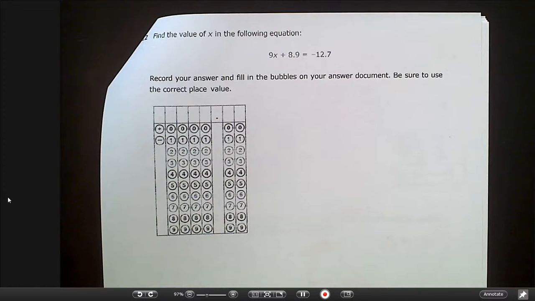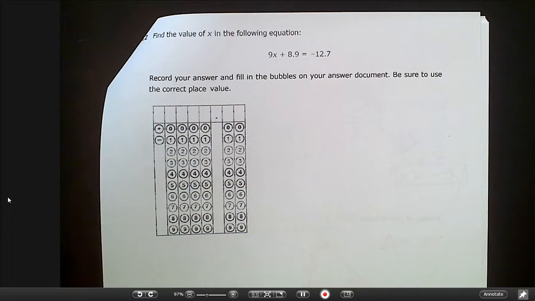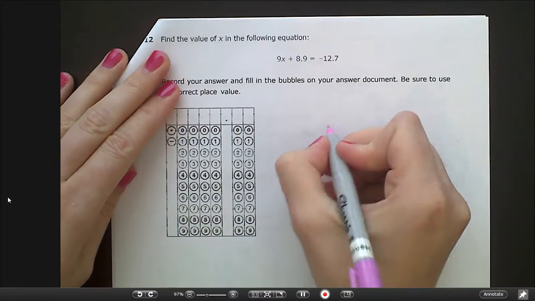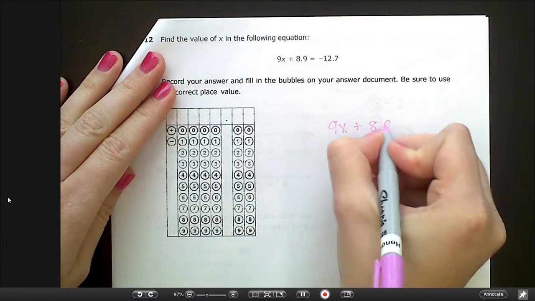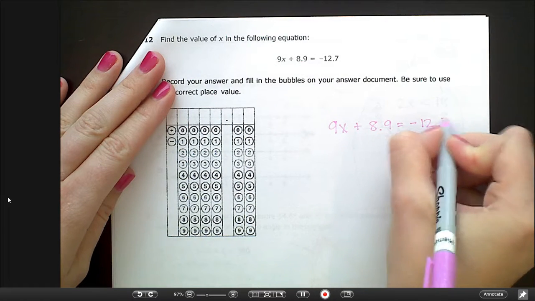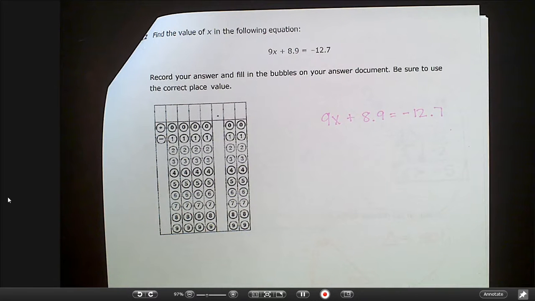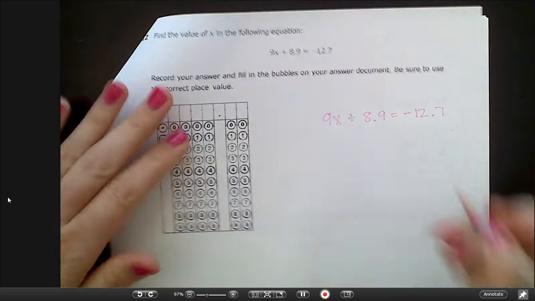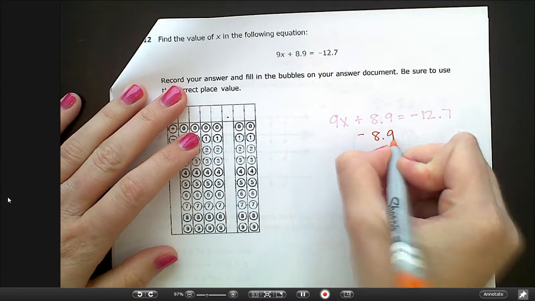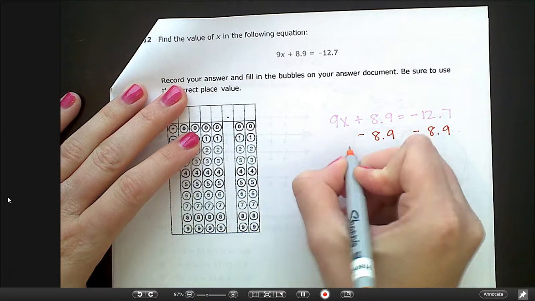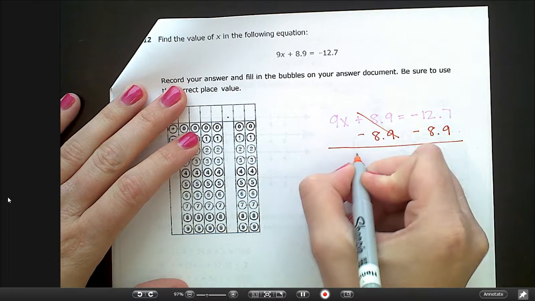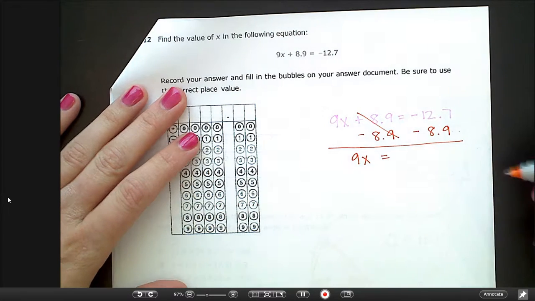Last one, we're finding the value of x, and then this is a bubble question, which a lot of us kind of struggle with, so we're going to practice this throughout the year. Let's start with 9x plus 8.9 equals negative 12.7. So another hard thing on this question is that we're dealing with positive and negative integers, which we tend to struggle with. So you may want to have your integer notes out. I'm going to start by subtracting 8.9 from both sides. And I'm left with 9x equals something.